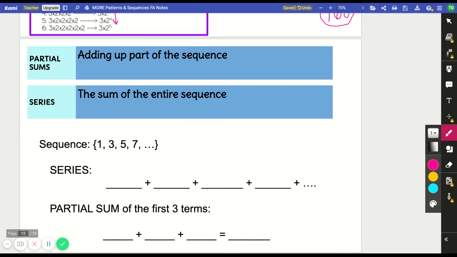Okay. Partial sums means adding up part, meaning partial, of the sequence. Series is the sum of the entire sequence. So if we have 1, 3, 5, and 7, and they ask for the series, that means you're adding 1 plus 3 plus 5 plus 7, and so on. If they're asking for the partial sum of the first 3 terms, I take my first 3 terms and add them. 1 plus 3 plus 5 equals 9.